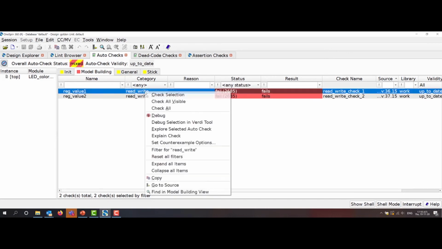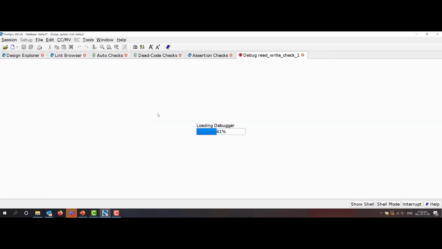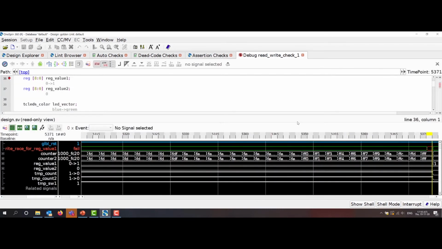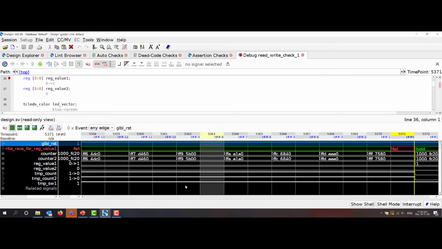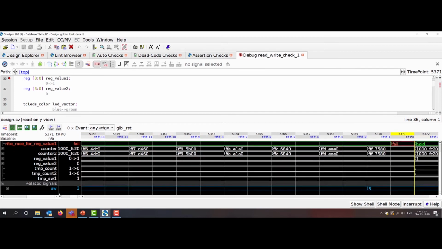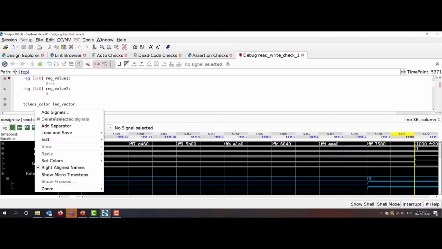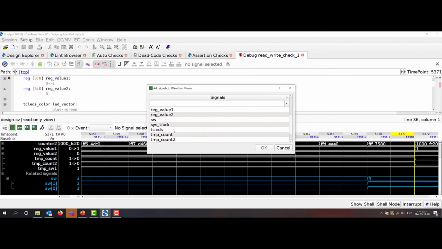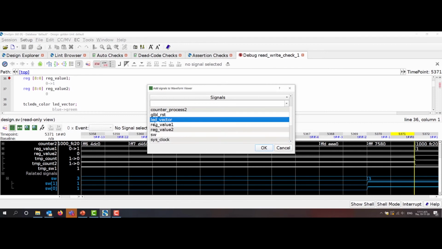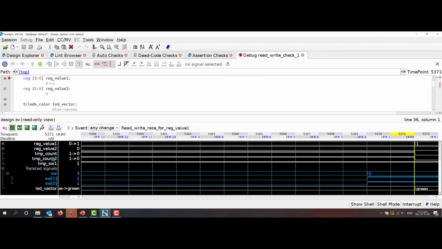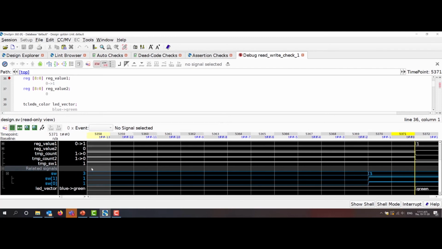So what we can do now is debug this failure. We will then see a debug trace, which I will zoom into, and let's see a little bit what's going on. I'm going to add one signal here, because this will help our debugging. The signal I'm going to be adding is actually the LED vector, which will show us the color. Let me just expand this a little bit.